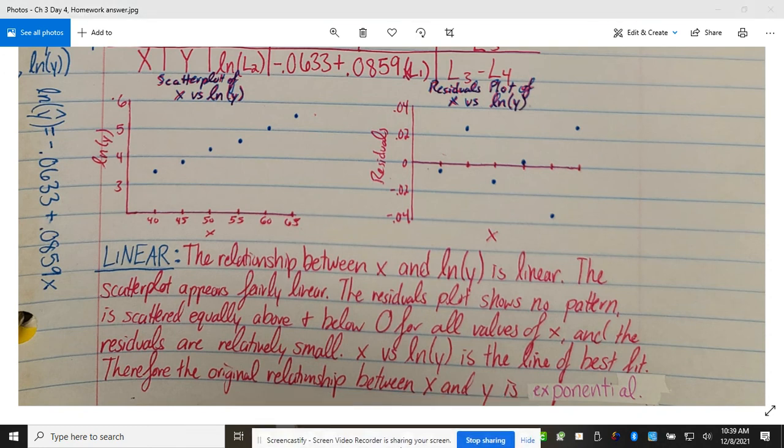So X versus natural log of Y is the line of best fit. And if converting just Y to natural log of Y works, that means our original relationship between X and Y is exponential. Questions?